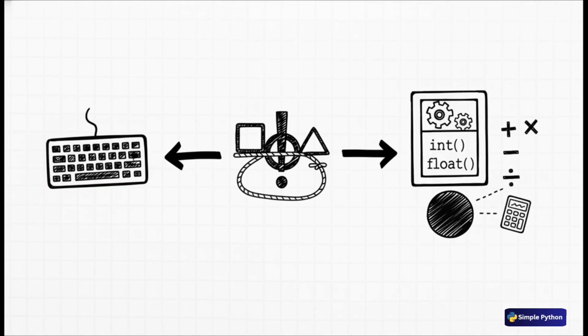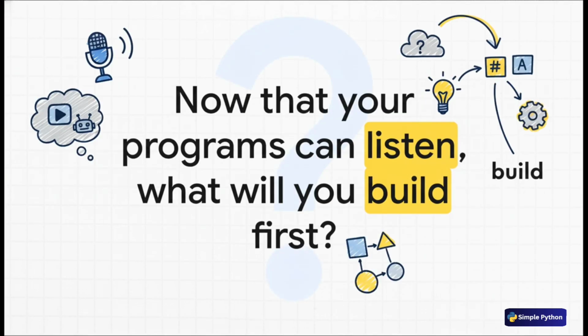Okay, let's do a super quick wrap-up of the big takeaways here. Number 1, input is how you talk to your user. Number 2, and this is the big one, input always gives you back a string, no exceptions. And number 3, if you want to do math, you have to convert that string to a number first, using int or float. Seriously, if you can get this input, convert, use pattern down, you've just taken a massive step in your Python journey. And that's a wrap for this one.